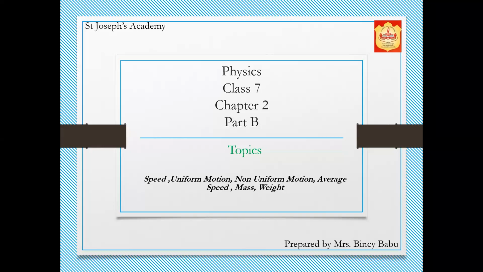My dear students, this video is for class 7 subject physics. We are going to learn chapter number 2 part 3. The topics covered in this part are speed, uniform motion, non-uniform motion, average speed, mass and weight.